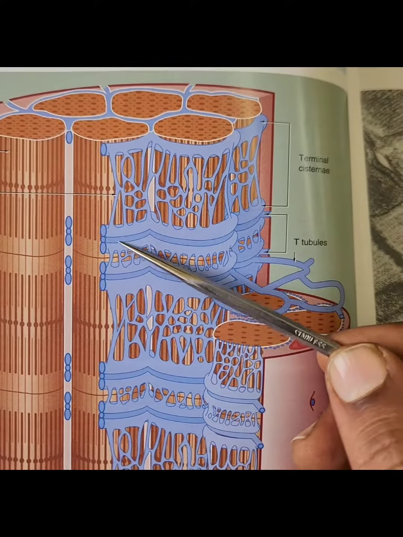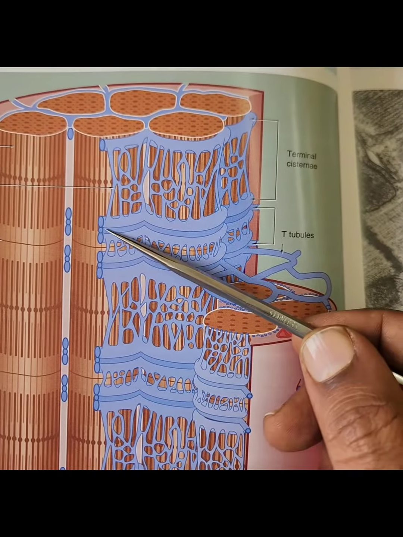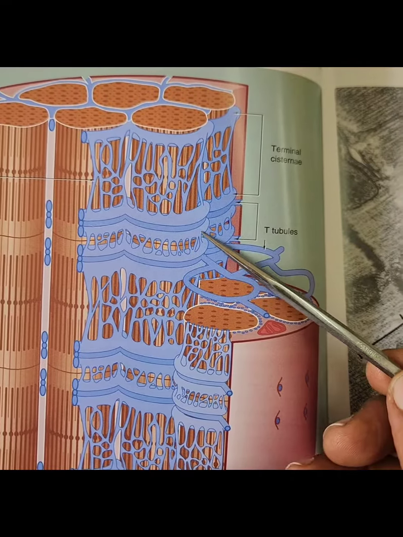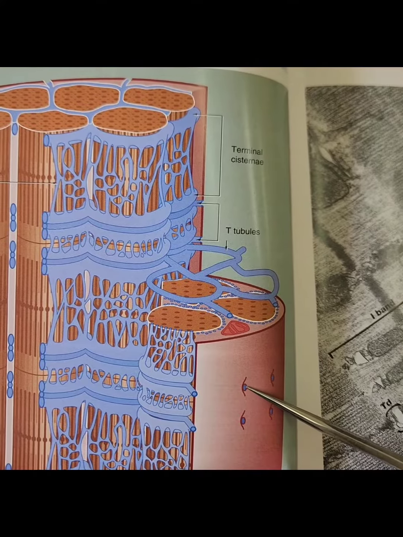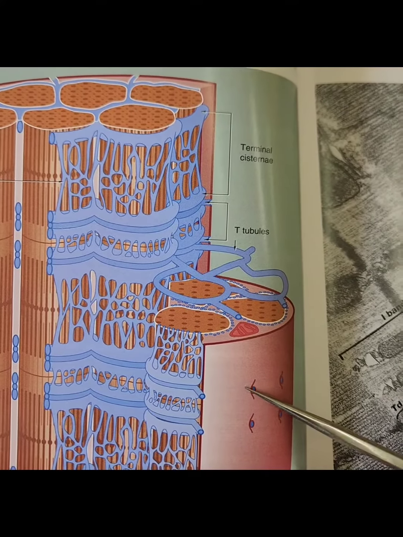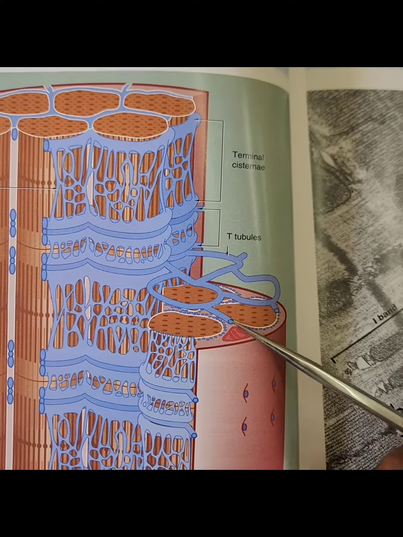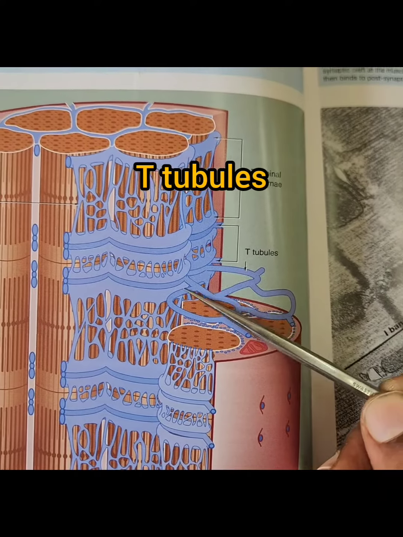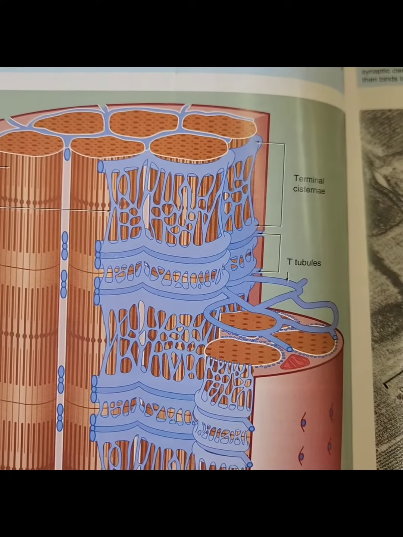We will see what they are. So we can see these. The one central dark blue colored tube is having communication to the surface of the cell, that is sarcolemma. The cell membrane invaginates inside in the form of T tubule, which is going around every myofibril.